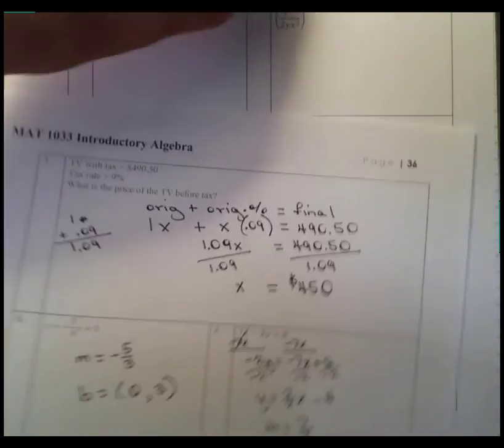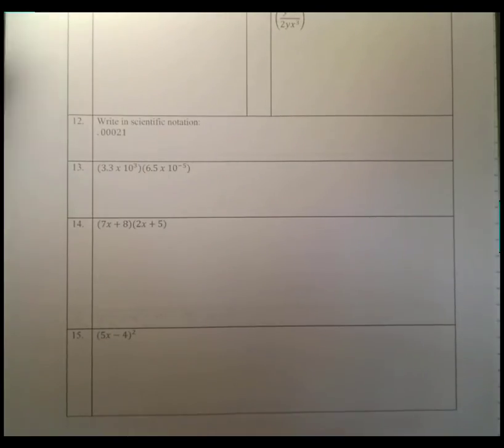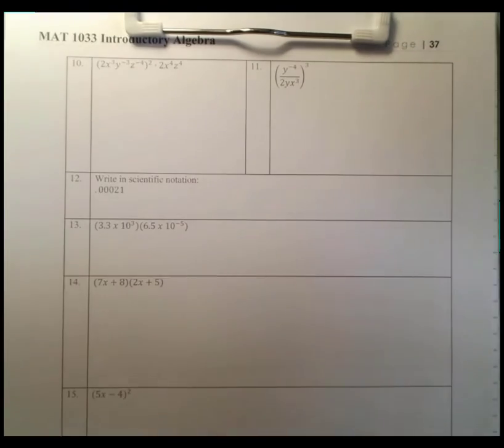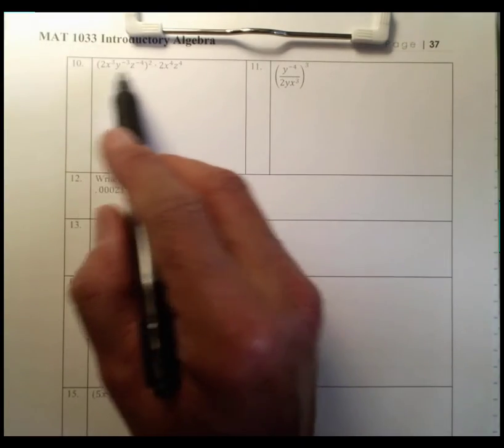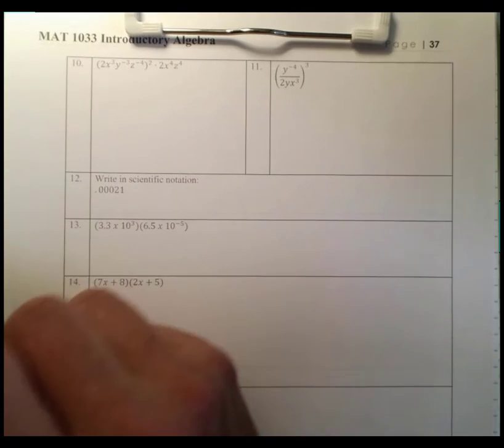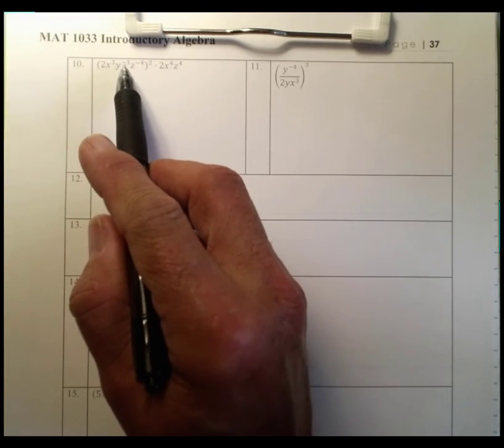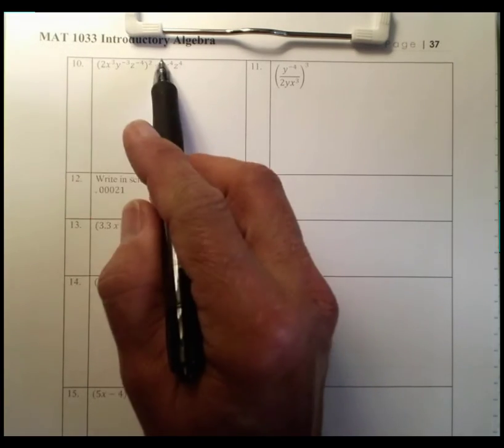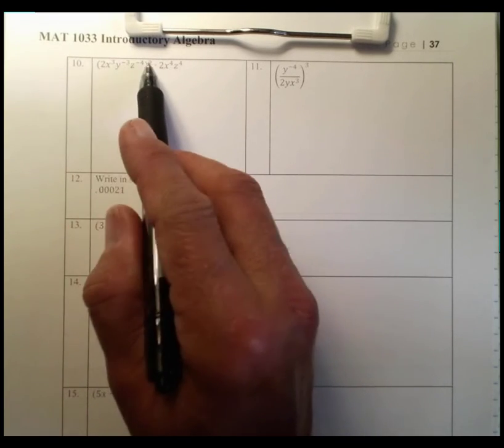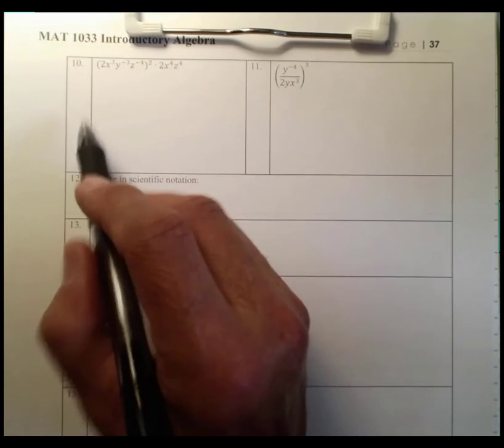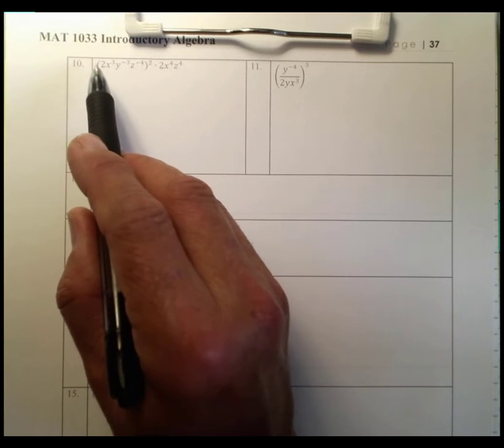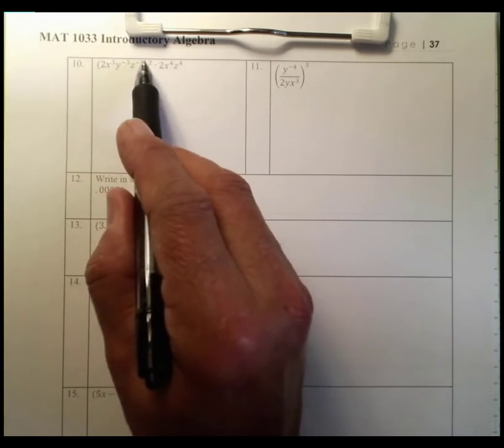Okay, the next one, next page. Let's look at number 10. This one is really looking to see if we know how to handle these exponents. When something inside parentheses is raised to another exponent, we have to take each variable and raise it to the power of 2. Don't forget the coefficient. We first take 2 and raise it to the power of 2.